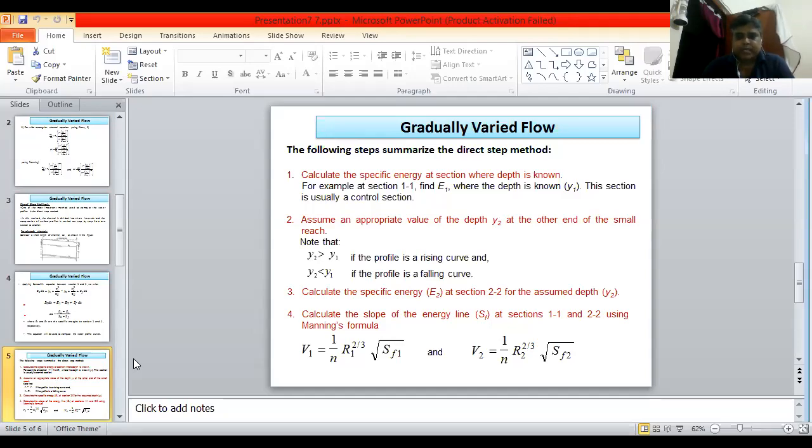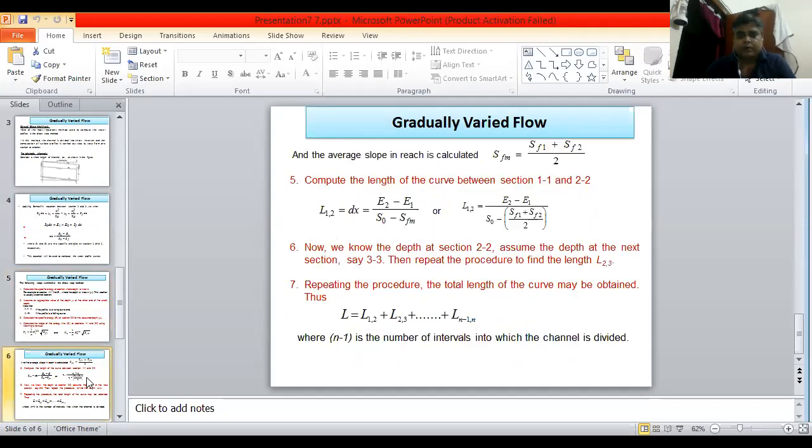Step 4, calculate the slope of the energy line Sf at sections 1 and 2 using Manning's formula. V1 = (1/n) R1^(2/3) under root Sf1, and V2 = (1/n) R2^(2/3) under root Sf2. Now, the average slope is calculated: Sf average = (Sf1 + Sf2)/2.